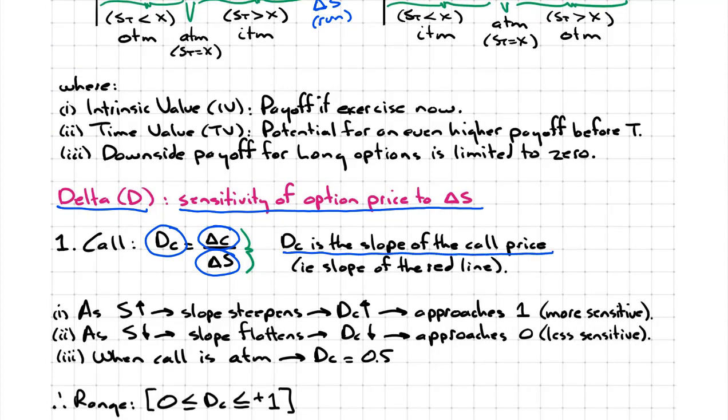Delta is the slope of the call price, which is represented by that red line, which takes the combination of intrinsic value and time value.